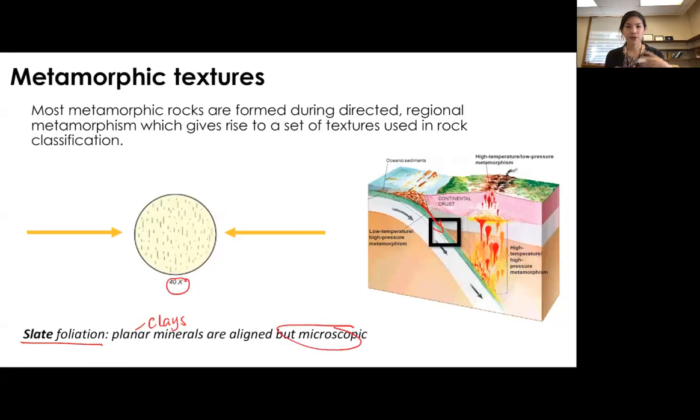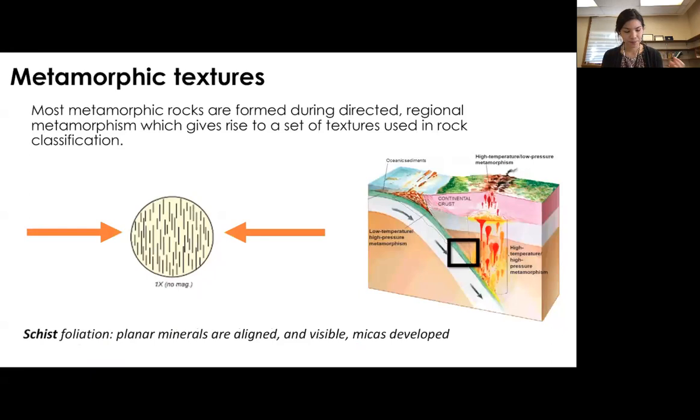As we increase the pressures and temperatures, we start to get more chemical rearrangement within the rock, and we get into schist foliation, where the planar minerals are aligned, but those planar minerals are now going to be clays and micas, right? So the micas are developing. These would be things like a biotite or a muscovite. And these are large enough that you can see them with your naked eye.